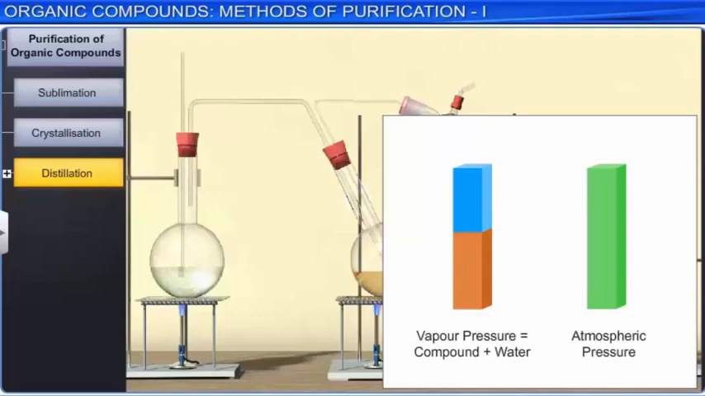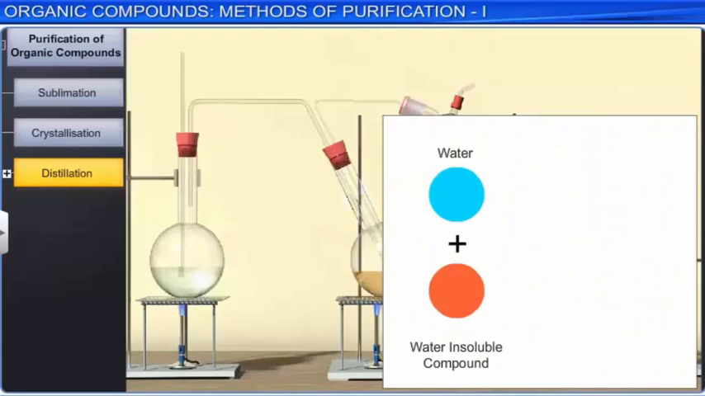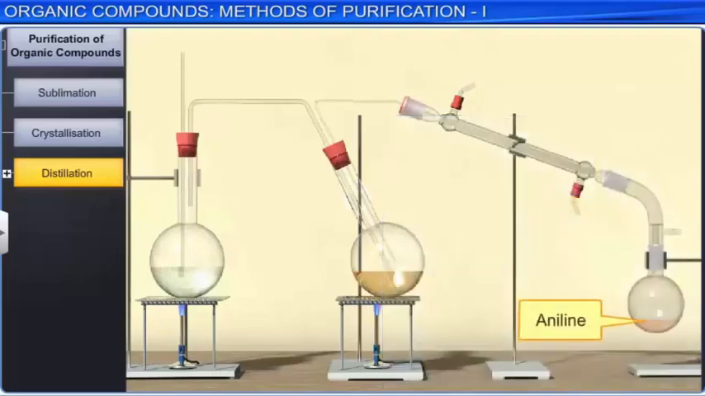Hence, if one of the substances in the mixture is water and the other is a water-insoluble but steam-volatile substance, then the mixture will boil close to but below 373 Kelvin. Aniline is separated by this technique from an aniline water mixture.